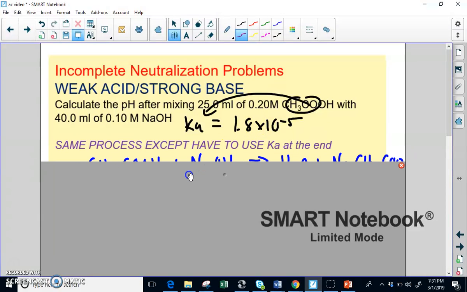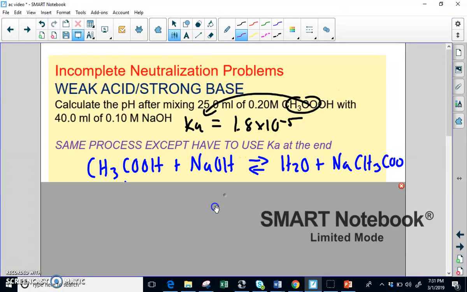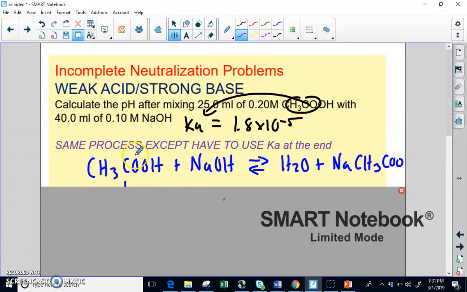Now the process is the same, except at the end you can't put the concentration directly into the log, because whatever's left of this won't completely dissociate. So if you take a look, I wrote the reaction. This is nothing new. This loses this H and combines with the OH here to produce water, and then the Na combines with what's left, which is CH3COO negative.